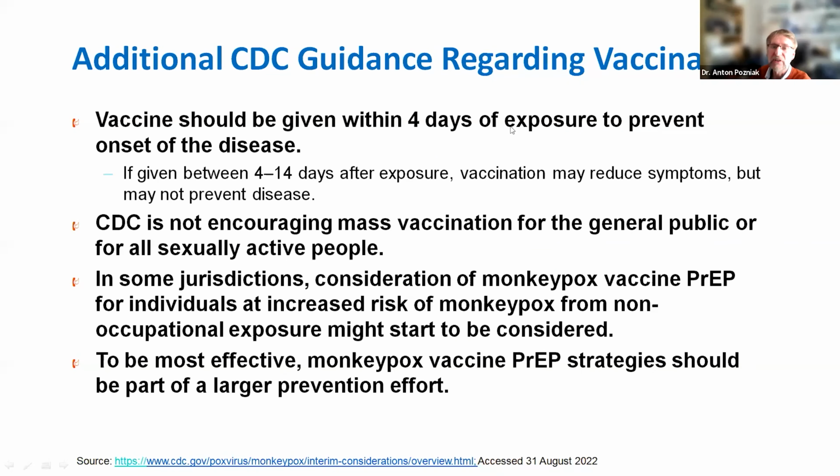So there we are, 4 days of exposure to prevent that. And it may reduce symptoms, but it may not prevent disease. So mass vaccination, we've all been encouraging that, not for the general public, but for our HIV patients and people at high risk of developing monkeypox. In other words, gay men at high risk. We've been doing that. In fact, we've vaccinated a lot of our HIV patients. Most of them have been vaccinated, and also our PrEP patients. So I think it's really important that they get vaccinated.